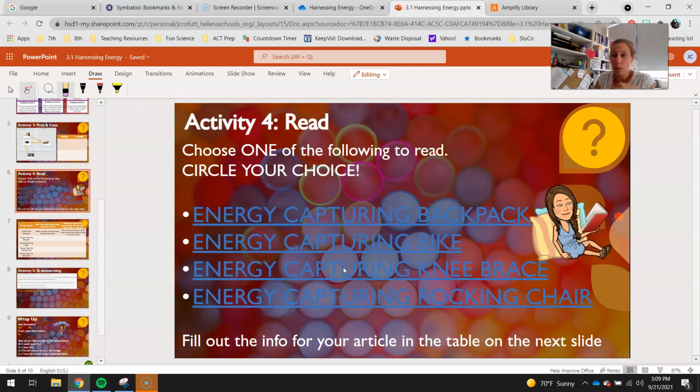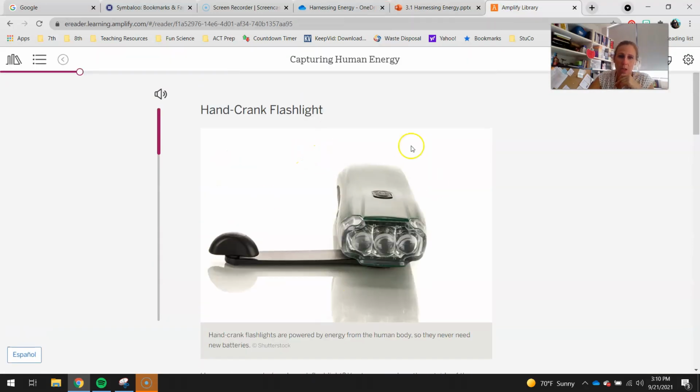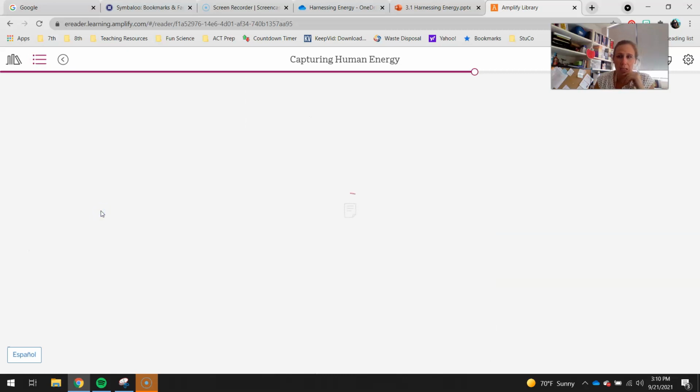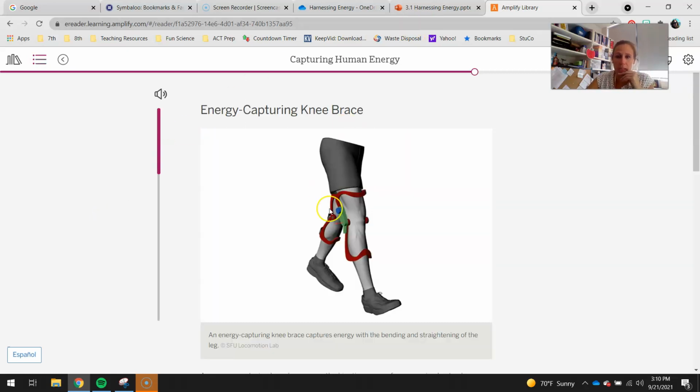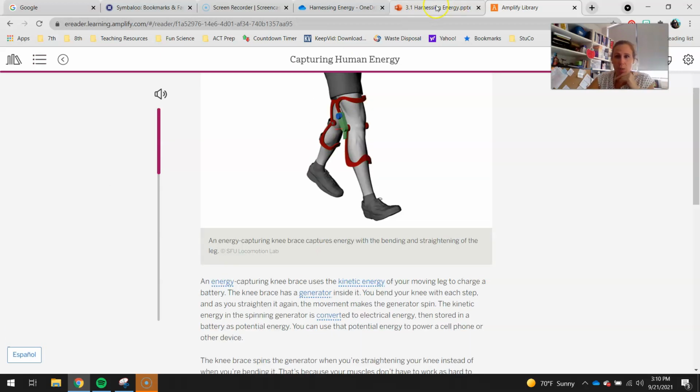In class, the kids are working with a group of 4, so they're all going to divide those up and divide and conquer. But since you're working at home by yourself, you are just going to choose one of these. So you will right click the link. You'll find that the link all takes you into this same hand crank generator flashlight. So you need to go up here to the table of contents, and then from there you can choose the article you decided to read. So maybe you're choosing the knee brace. It would look a little something like this. So read about the energy transfer in your knee brace.